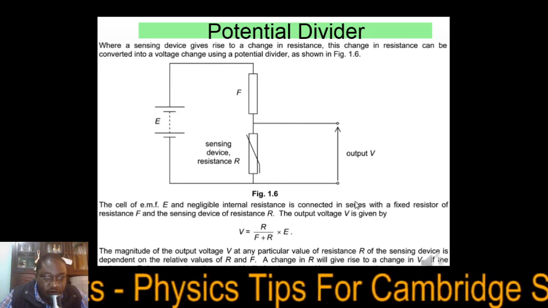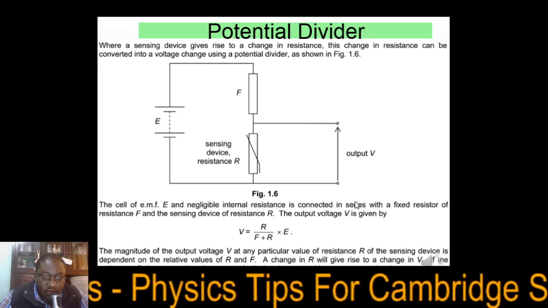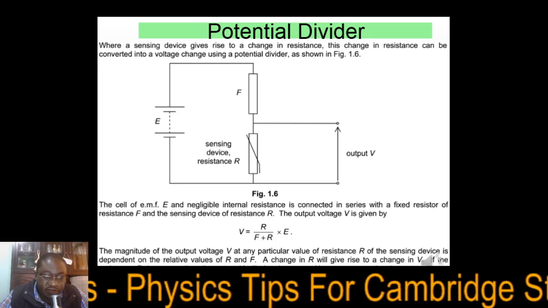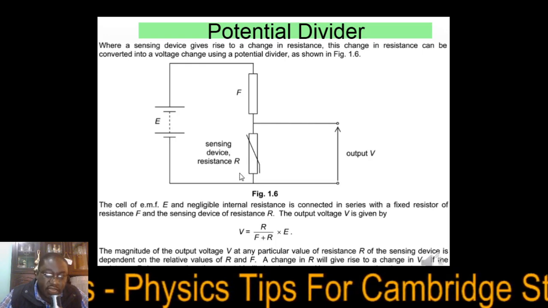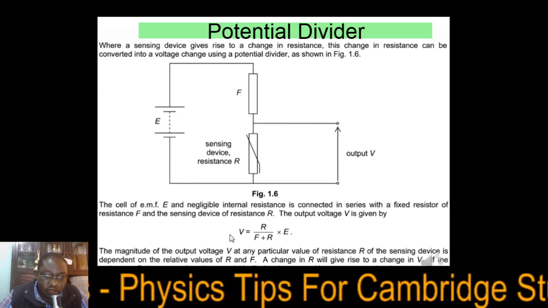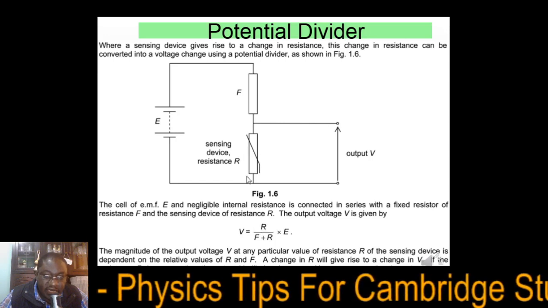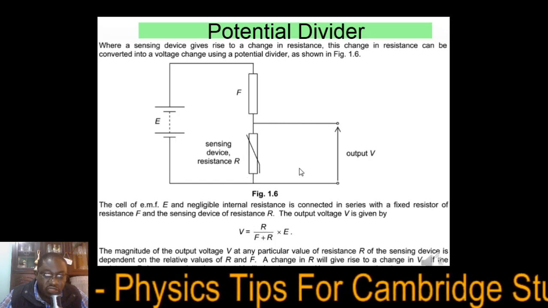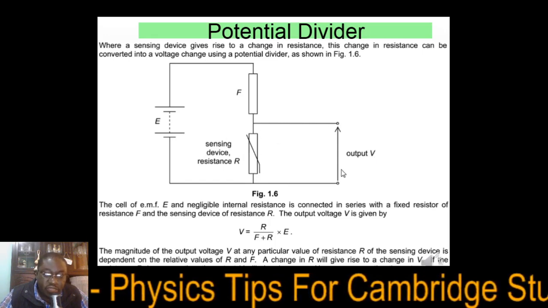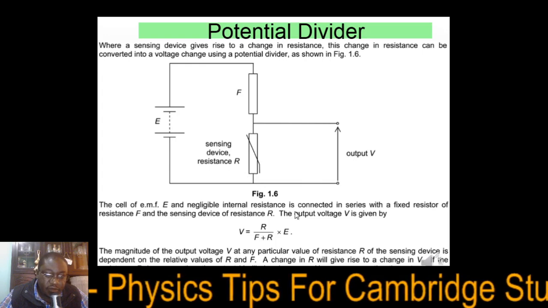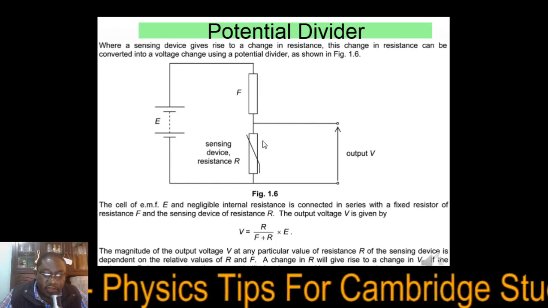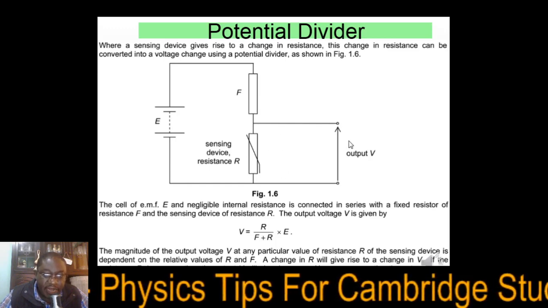The magnitude of the output voltage at any particular value of resistance R of the sensing device is dependent on the relative values of F and R. So in this case, if the resistance is large here, according to this, you find that it gets a greater share of the EMF. Which means there will be more output PD. So the more the resistance there, the more the output voltage there, because R is on the numerator there. So it will get the lion's share of the EMF. So output voltage will be large.